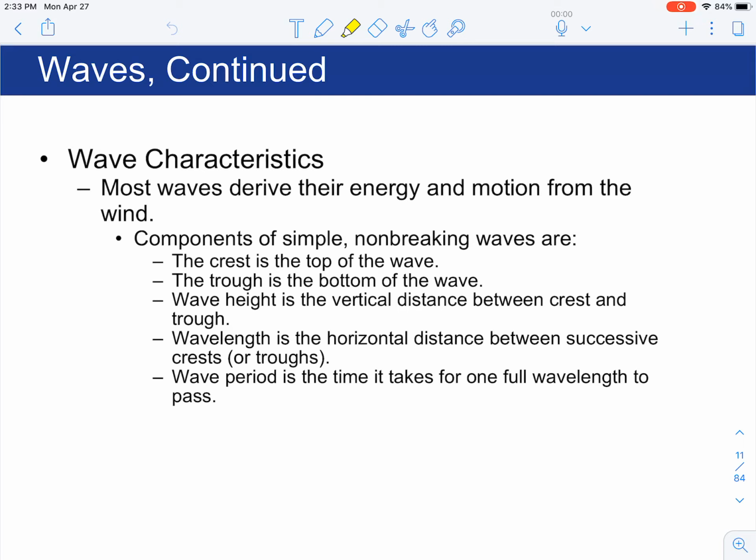And so waves actually are defined by different pieces and parts. You've probably heard of the crest of the wave, which is the top. The trough, which is the bottom of the wave. The wave height would be the vertical distance from crest to trough. And then the horizontal distance is the wavelength.